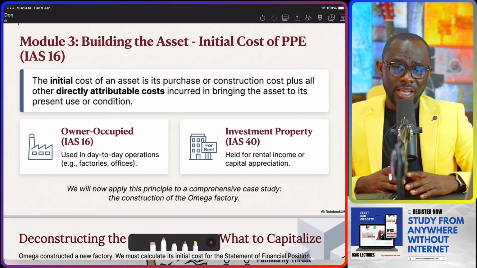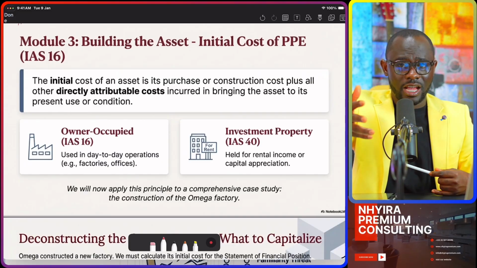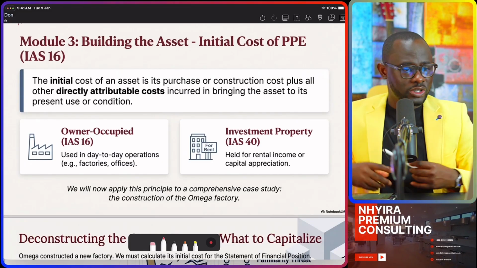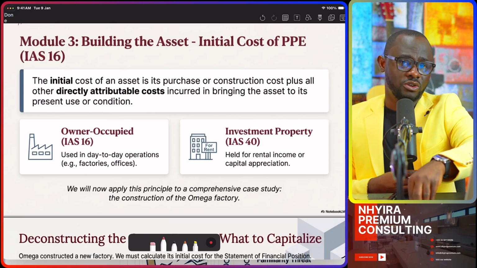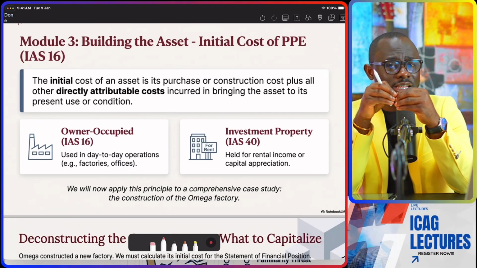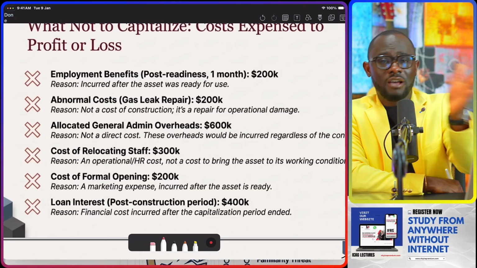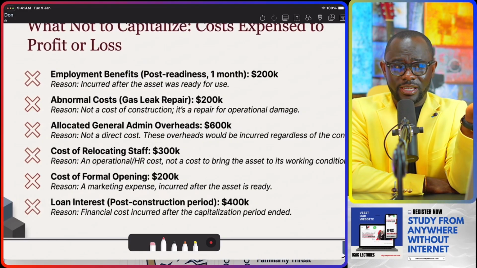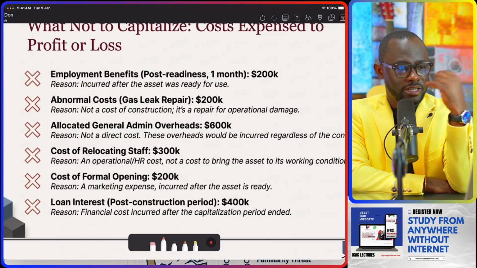And so we said the purchase cost, for instance, will exclude any trade discounts that we received, but we include any other costs that we are incurring to bring the asset to its present condition. But then we said there are other costs that cannot be included in the initial cost of the asset, like employee benefits after the asset has become ready for its intended use. Abnormal costs that are incurred will not be included.